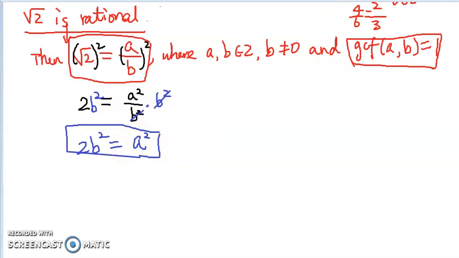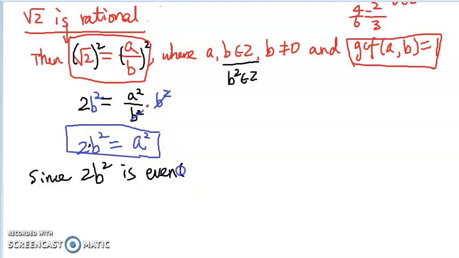So when we look at this, I see the left-hand side has 2 times b squared. We know b is an integer, which makes b squared also an integer. The left-hand side is 2 times an integer. From what we learned before, 2 times an integer must be even, or you can call it a multiple of 2.